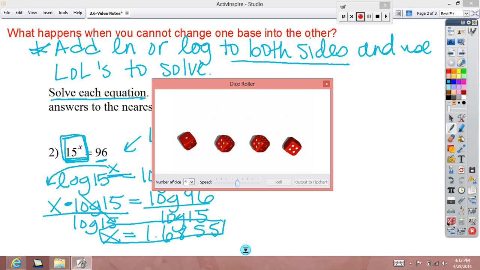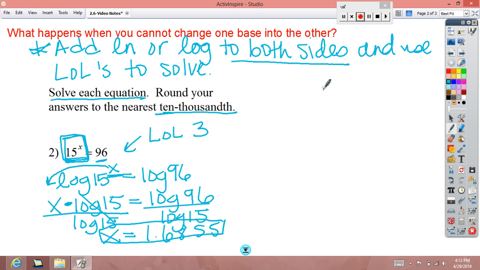All right, let's roll some dice here. Here we go. Add that sum up. Put that in the CPP.